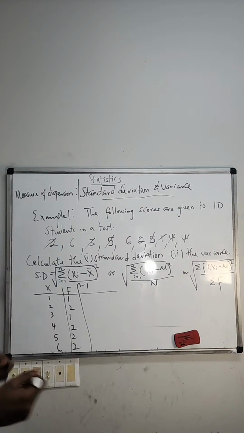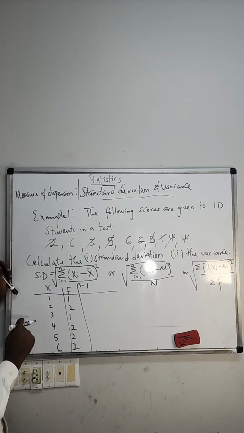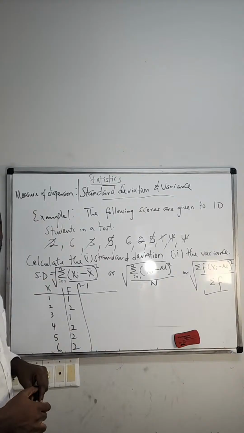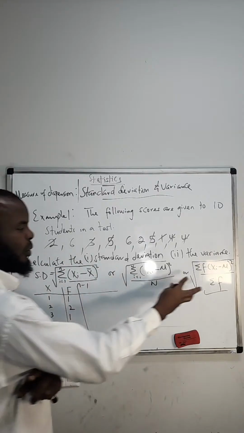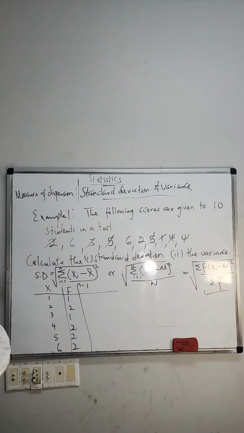Now, we have x, we have f. Next is for you to compute what? We are using this formula. So what do you think we need to compute next? Look at the information we have here. What do you think we are missing out from here?